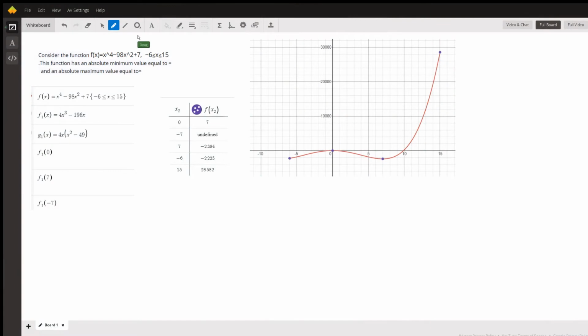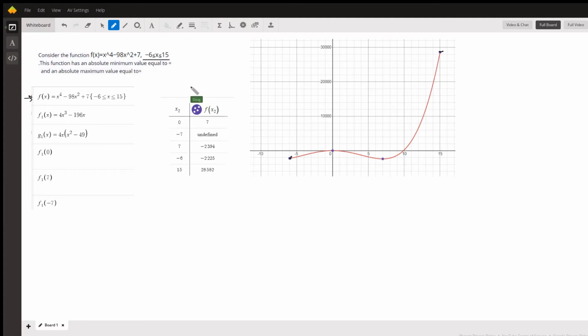Since this is a polynomial function right here, it's continuous everywhere. And for a continuous function on a closed interval, for example, in this problem from -6 to 15 inclusive, the absolute maximum and minimum values occur at either the endpoints of the interval, which would be here and here, or at critical numbers in the interval.